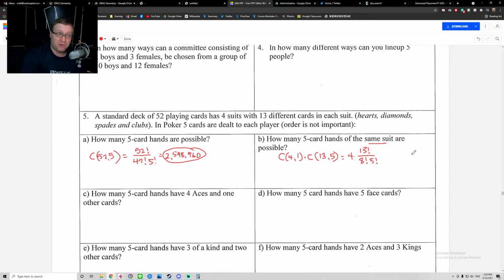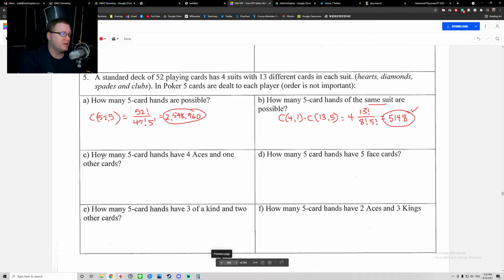And 5 factorial. Okay? So then all we have to do is do 4 times 13 factorial divided by, and then put in parentheses, 8 factorial times 5 factorial. And then it equals, and you're going to get 5148. 5148. And that is all the different ways that you can have 5 card hands that have the same suit. Okay? Got it? All right, next.